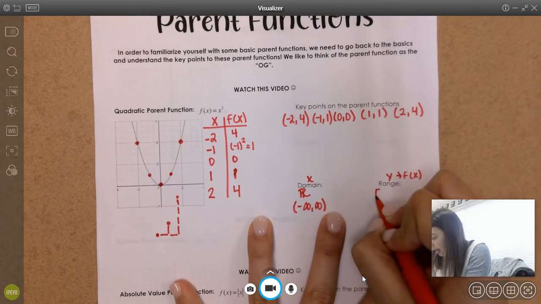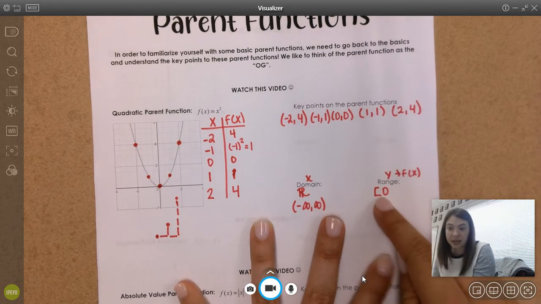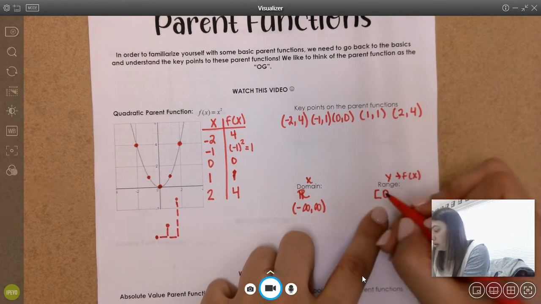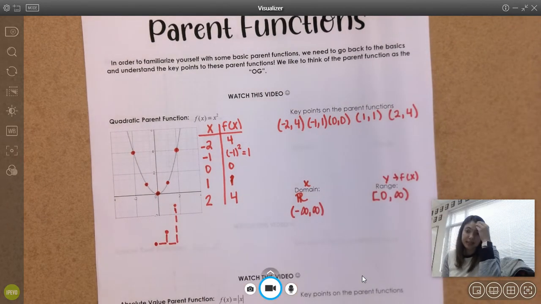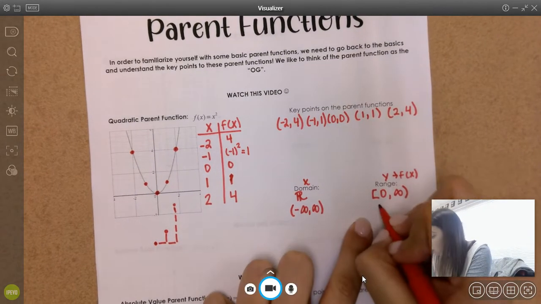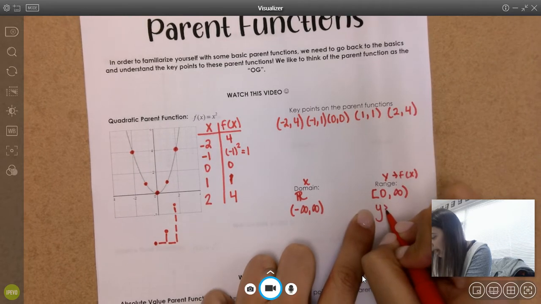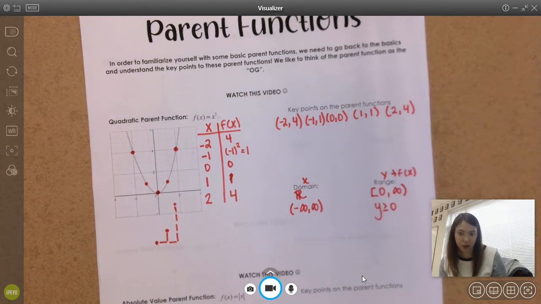So we can say that y starts at 0 with our closed bracket because no point can be underneath 0, less than 0, and it heads to positive infinity. And remember, positive infinity is with an open parenthesis because it is unknown. And if we think back to Algebra 1, we would have written it as y is greater than or equal to 0. So this was just a little refresher on the quadratic parent function.